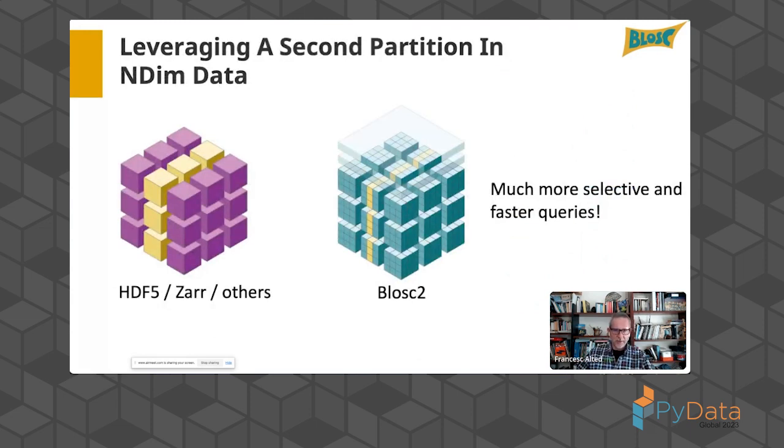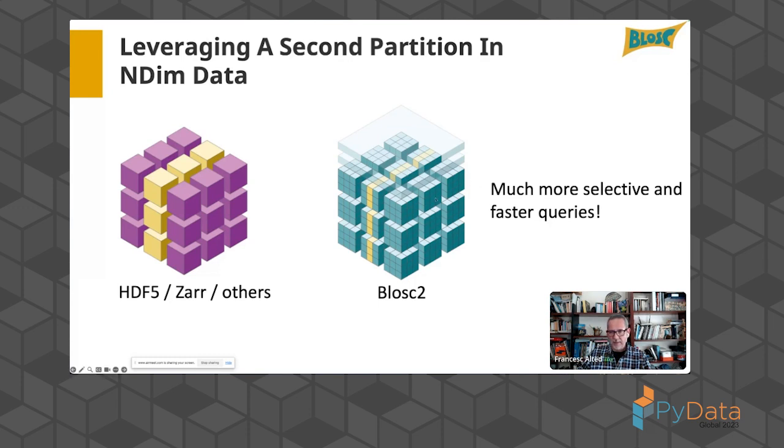So why double partitioning, or a second partition? It's interesting for multidimensional data. If you see on the left, it is how HDF5, Zarr or other containers work. They only have one level of partitioning. So that means that if you are interested just in a small part of this cube, for example, this chunk, you need to decompress the whole chunk in order to get access to that data.